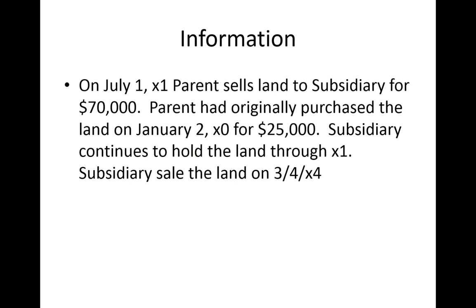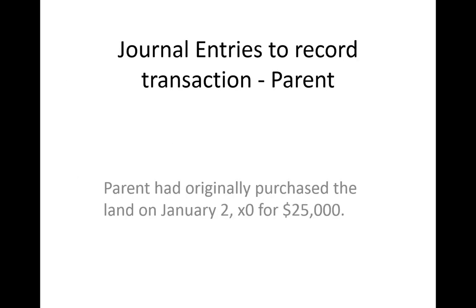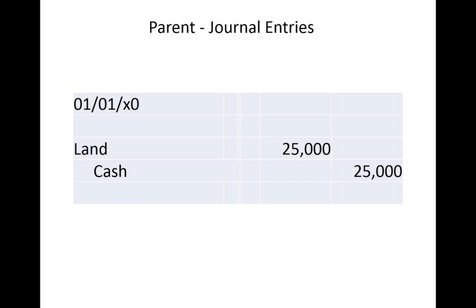Here's the information. On July 1st of X1, the parent sells the land to the sub for $70,000. It bought the land previously in another year for $25,000. And then the subsidiary holds the land for several years and sells it in the fourth year. Well, just as a quick review, let's go through the process of what the parent did to acquire the land all the way through the sale, and then we'll look at what the sub does as well. When the parent bought the land, they would have debited land, credited cash for $25,000.